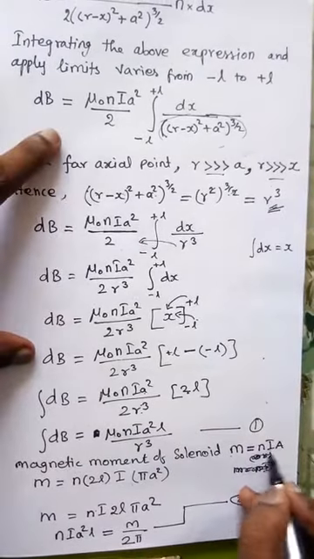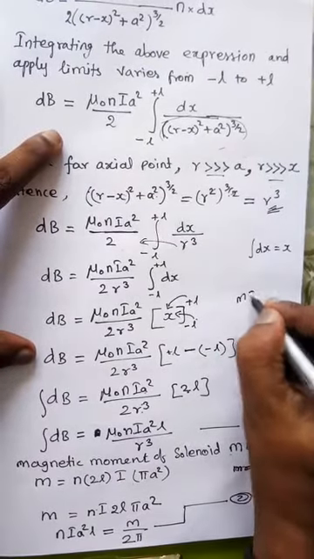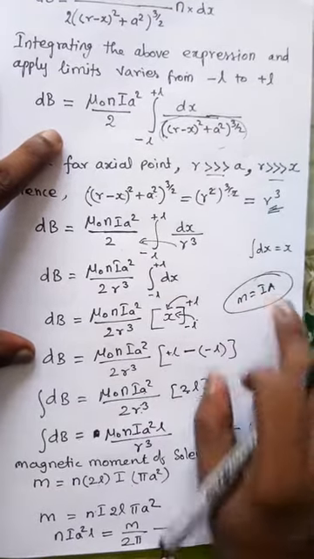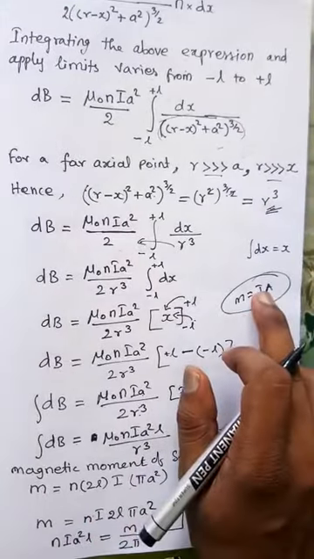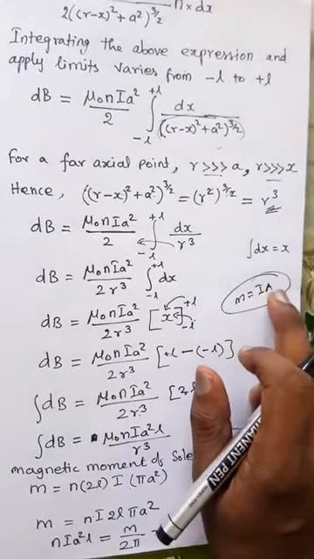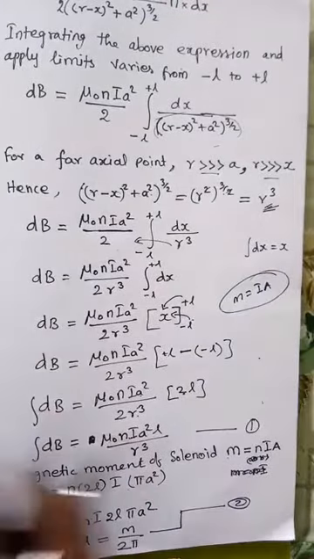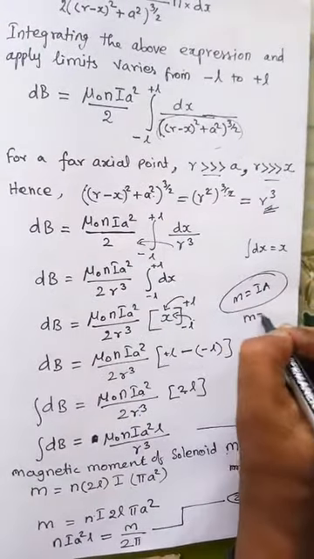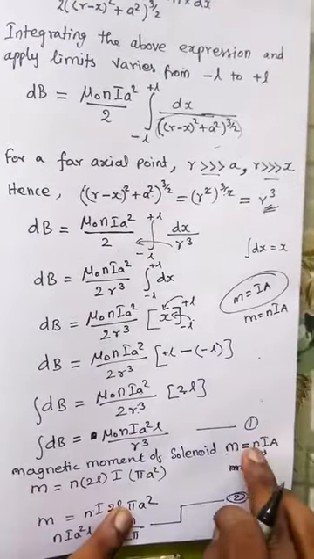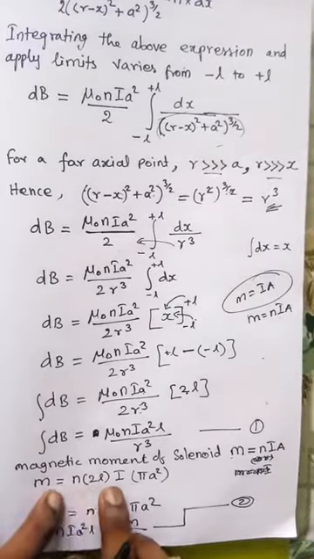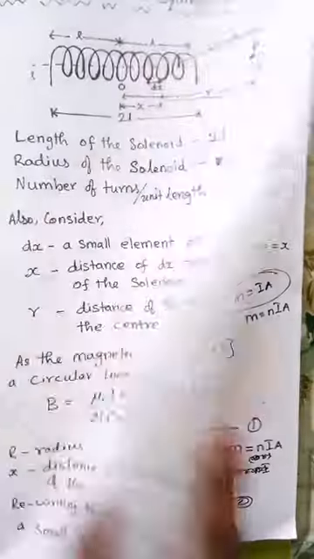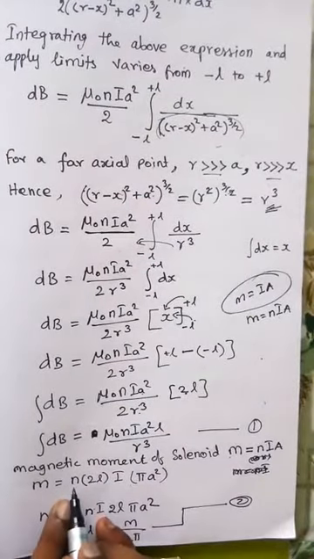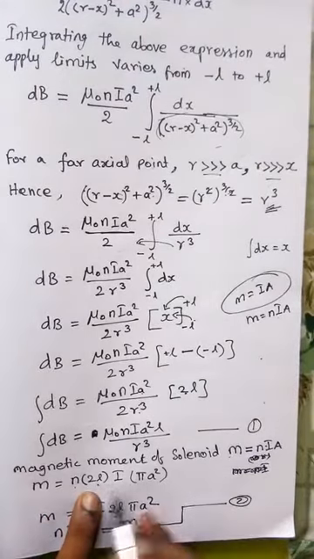Now the magnetic moment of the solenoid. Already you know the formula for magnetic moment of a solenoid: M is equal to I A. This is a common formula. I is the current and A is the area. Here a number of turns is there, so you have to introduce N: M is equal to N into I A. So M is equal to N into 2L, how? Number of turns in 2L length. So the magnetic moment M is equal to number of turns in 2L into I A.